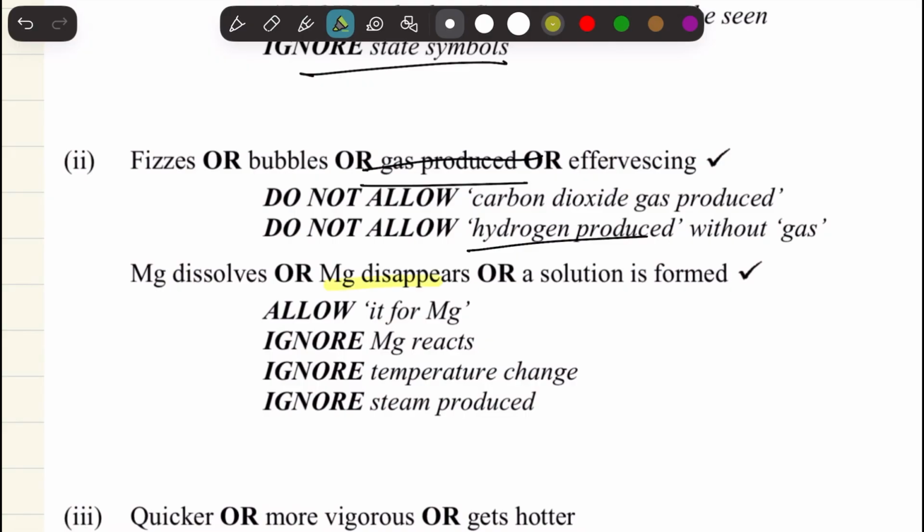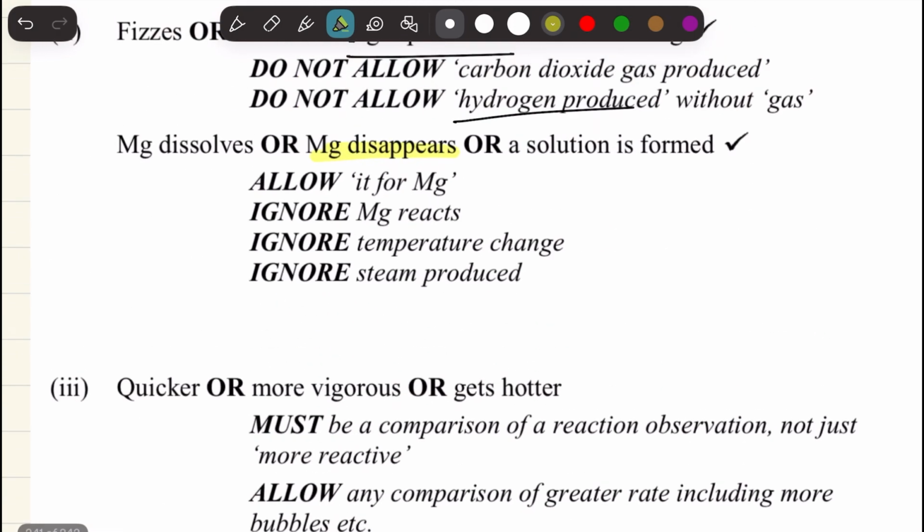This is what I want you to say. You can also say that magnesium disappears. The solid is no longer there, so we don't have a solid on the right hand side because it's gone. That meant that the magnesium disappeared. Any of those answers, completely fine, but please just don't say hydrogen produced. You cannot see hydrogen being produced. You also can't see a temperature change. That's why they're going to ignore that.